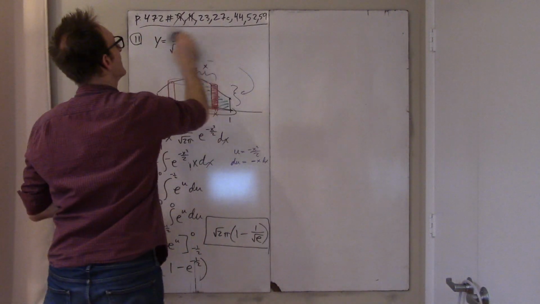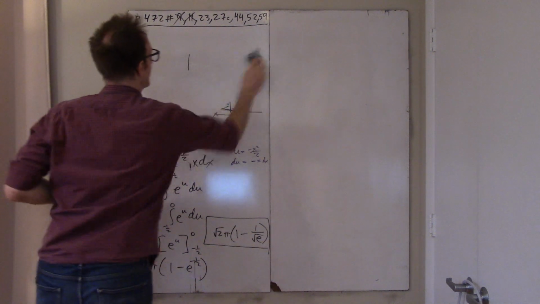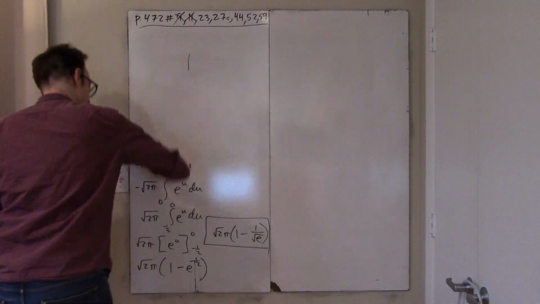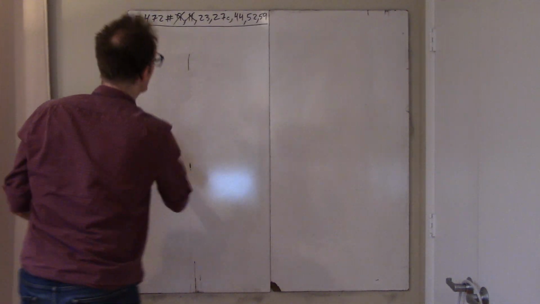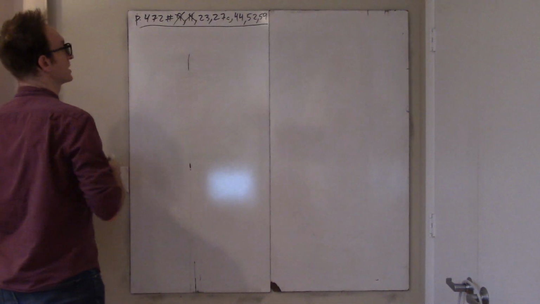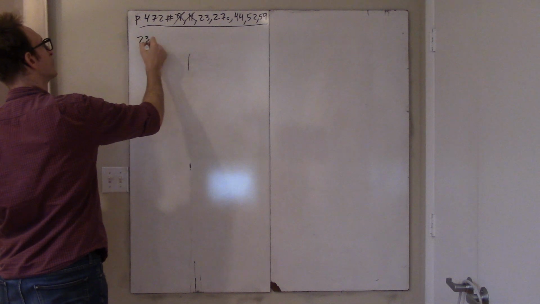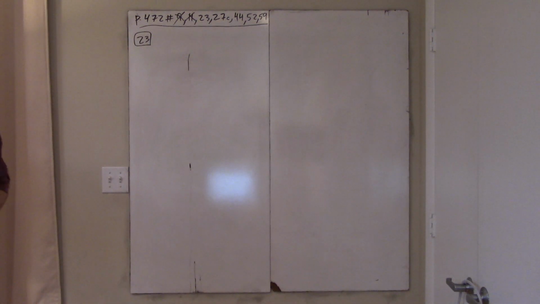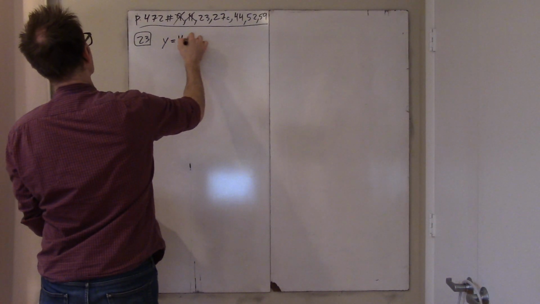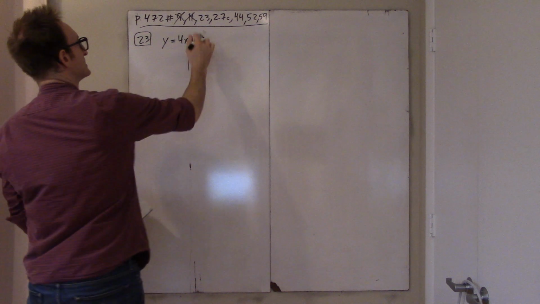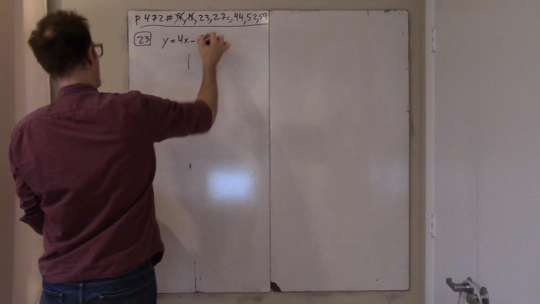Just erase everything. Yeah. This is a problem that I think is kind of hard, potentially. If you don't understand shells very well, you could sort of misapply the theorem. So let's go. 23, same function. y equals 4x minus x squared. Same curve, I mean.